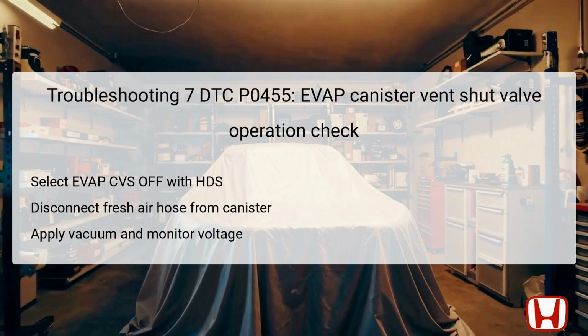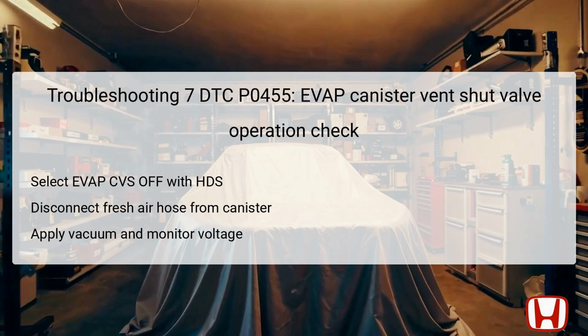This step tests the EVAP canister vent shut valve by turning it off via command through HDS. The fresh air hose connected to the canister is removed and the vent shut valve port is plugged to connect the system for testing. Vacuum is applied and the FTP sensor's voltage is monitored over 1 minute.